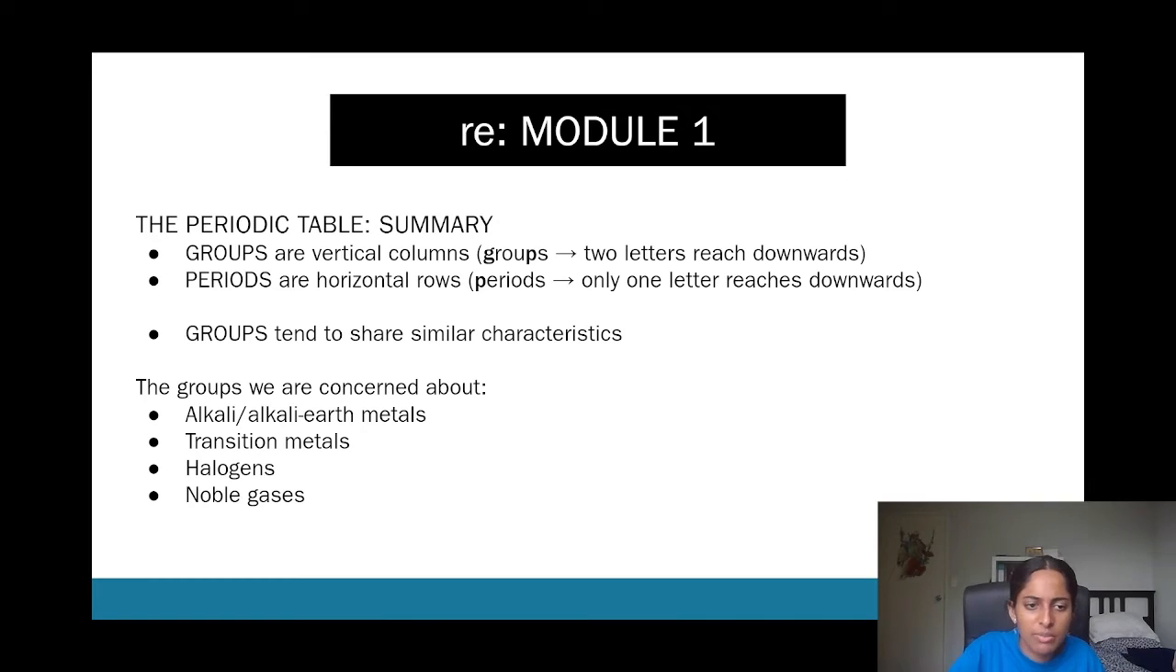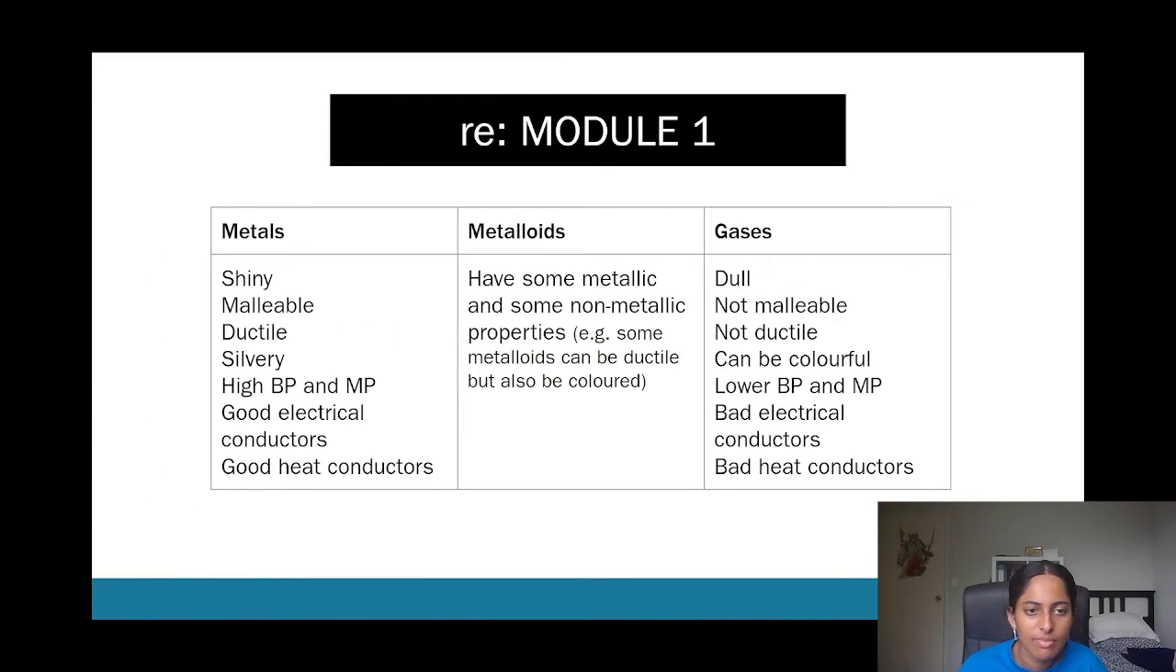And the main ones that we're really concerned about is alkali or alkali earth metals, transition metals, halogens, and noble gases. Metals, in terms of their characteristics, tend to be shiny, ductile, malleable. They have a good melting and boiling point. Metalloids have similar characteristics of both metals and non-metals, and gases, which are typically non-metals anyways, they are dull. Sometimes you're not being able to see a color. You may be seeing a color for gases, and they have a lower melting and boiling point, and they do not conduct heat or electricity that well.